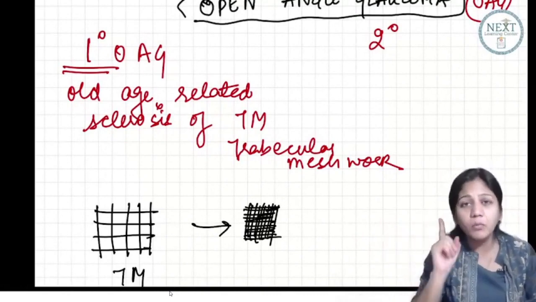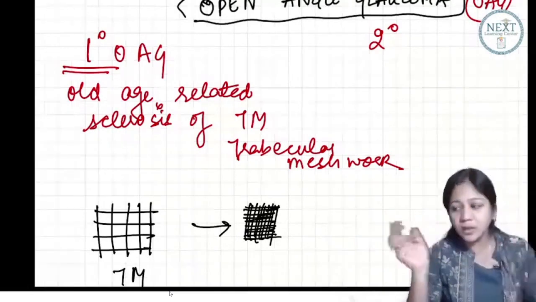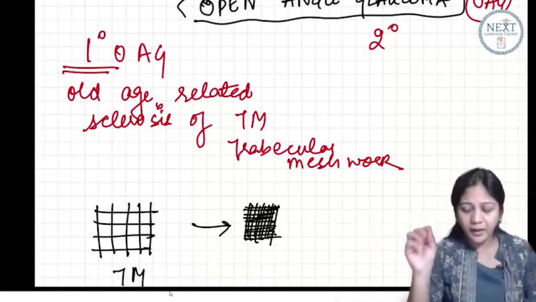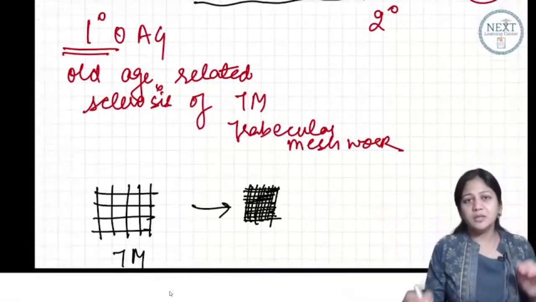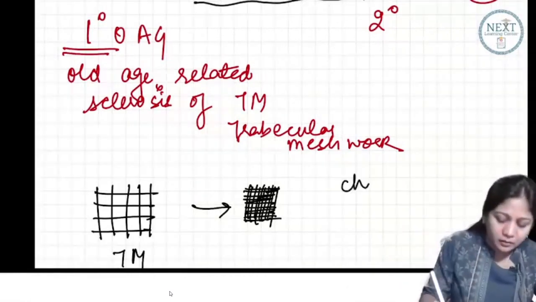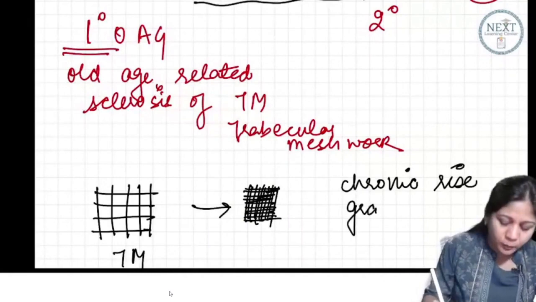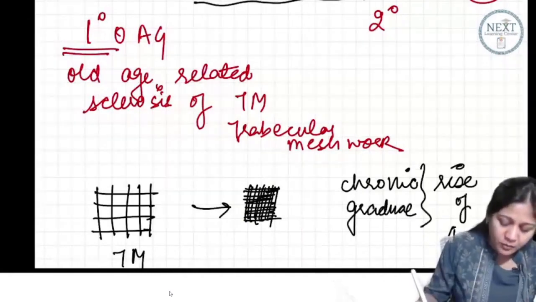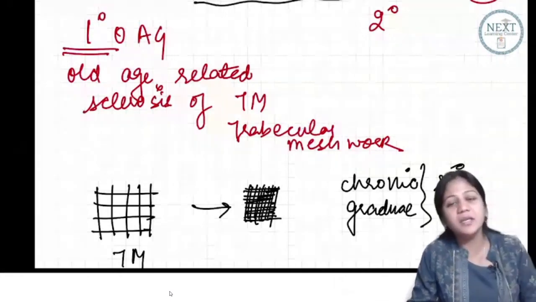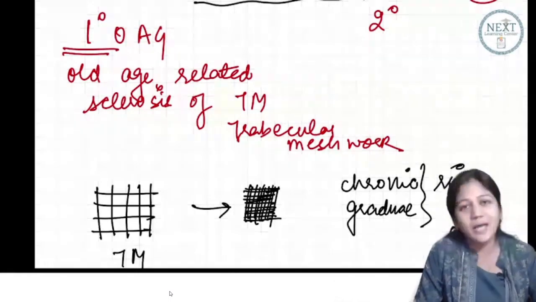It will take more time, yes or no? Because the pore size is reduced. Understood the fact? So this thing happens in old people. There's a chronic, very gradual rise of IOP. ठीक है? धीरे धीरे धीरे IOP बढ़ रहा है. Okay? It's a very gradual rise of IOP.